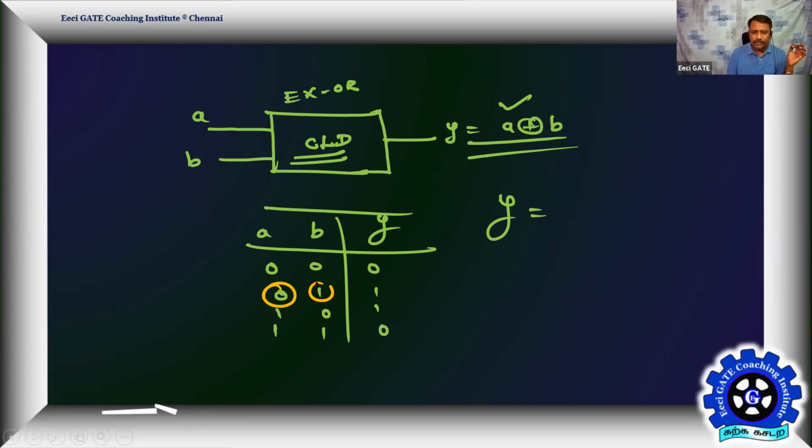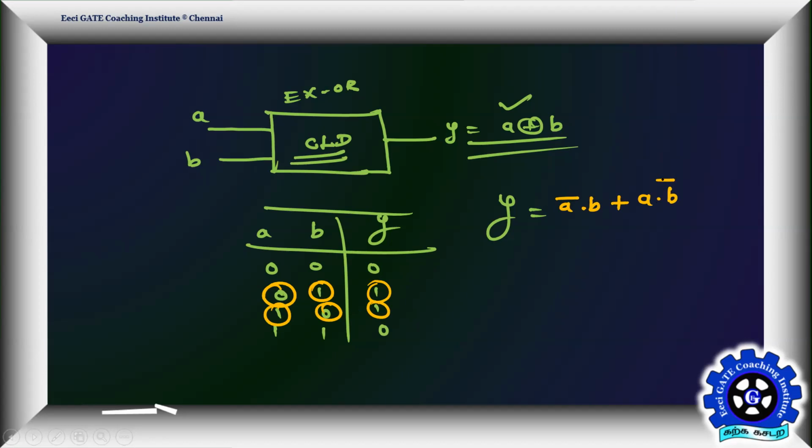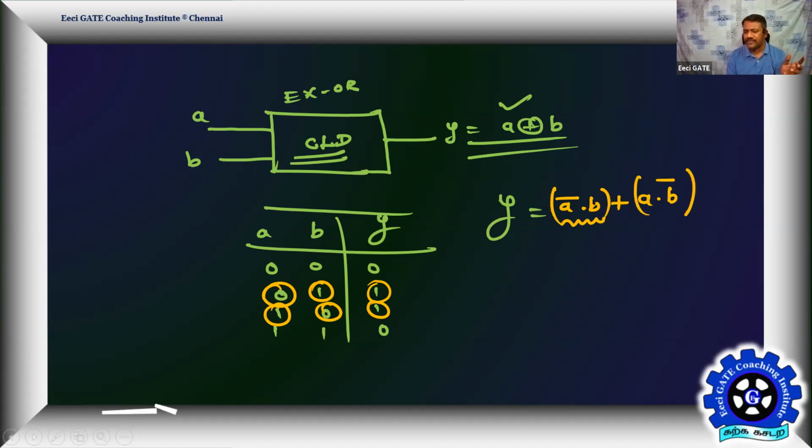When A is 0, B is 1, output is 1. When A is 1, B is 0, output is 1. Otherwise, it is 0. Shall I say it like this, A bar dot B plus A dot B bar? Agree? All of you getting it? If not this combination, then either this combination or this combination. So I'm using the OR operator. Either the 0 1 combination or the 1 0 combination will make my output logic 1.